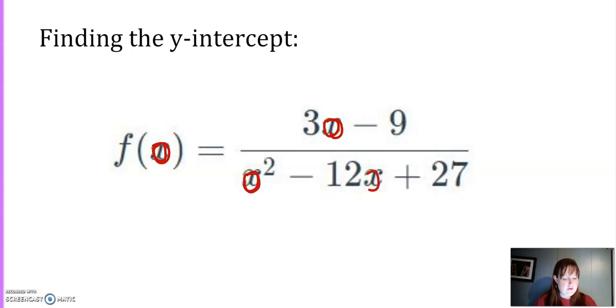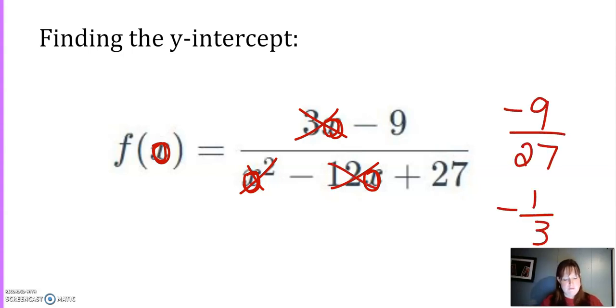So I do 0 there, a 0 there, and a 0 there. So that becomes 0, and that becomes 0, and that becomes 0. So I get negative 9 over 27, which is negative 1/3. And that's it. That's my y-intercept. And I can write it as a point where x equals 0 and y equals negative 1/3. That's where it crosses over the y-axis.